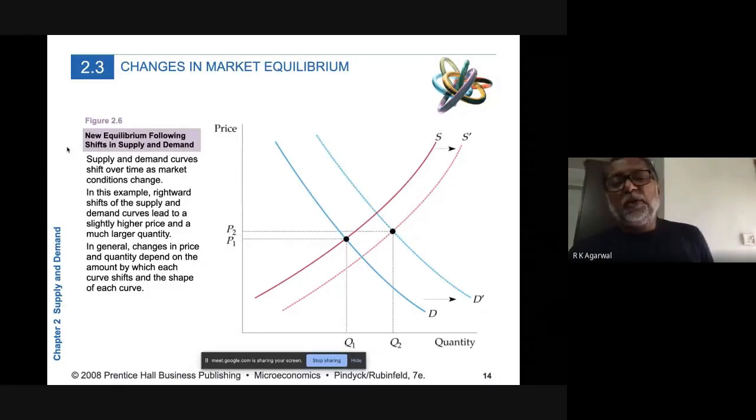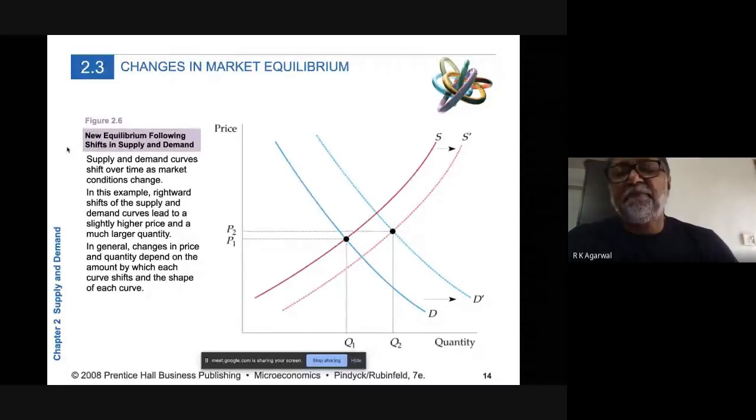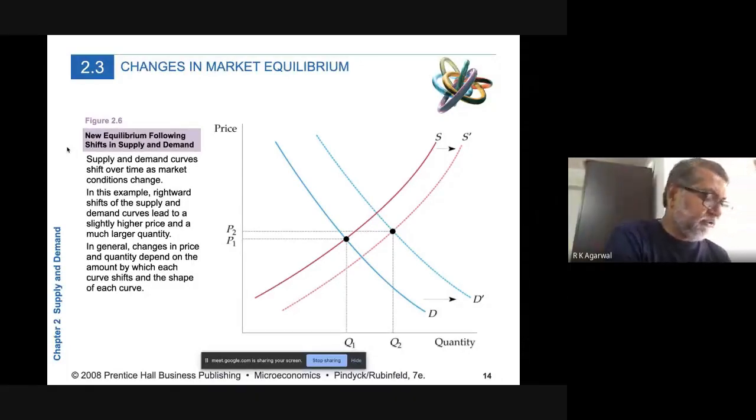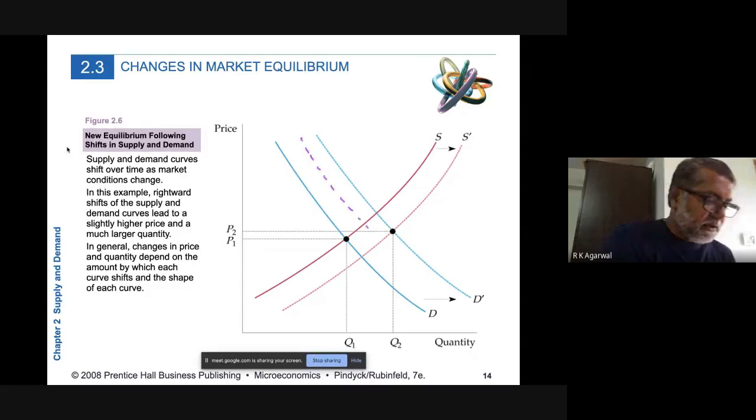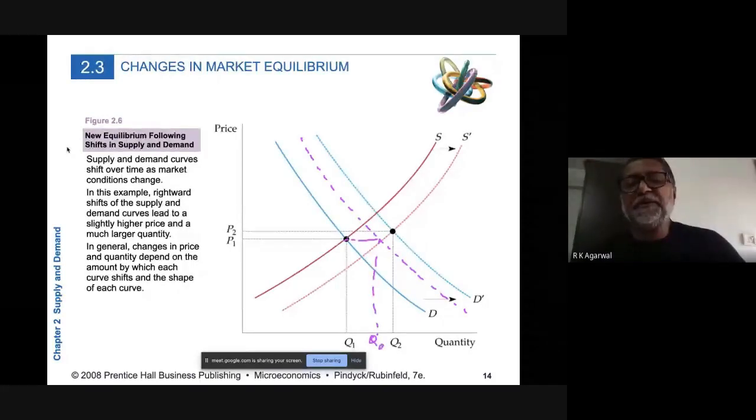But you will notice that it is not compulsory that price will go up. What if the demand curve shifts, but not by as much as it has shifted in this diagram? What if the demand curve shifts here? In this case, quantity will change to, let's say, Q0, but price remains at P0. So price has not changed.